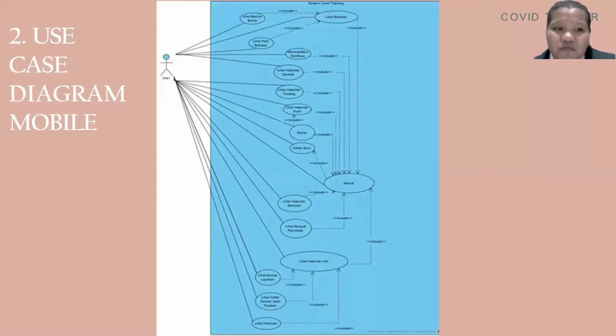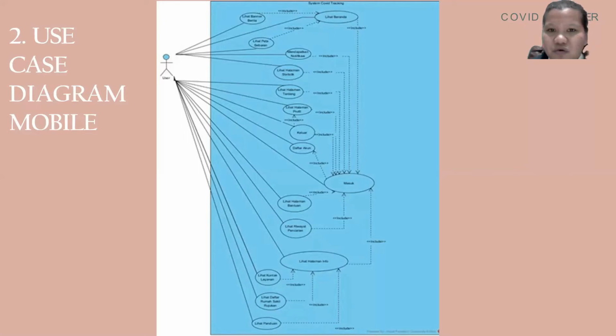The use case diagram of the mobile COVID tracker application. There are several elements, named actor, system, use cases, and relation. The diagram has 1 actor, named user, 1 system, named system COVID tracking, 16 use cases such as lihat banner berita, lihat peta sebaran, masuk, keluar, daftar akun, and so on.